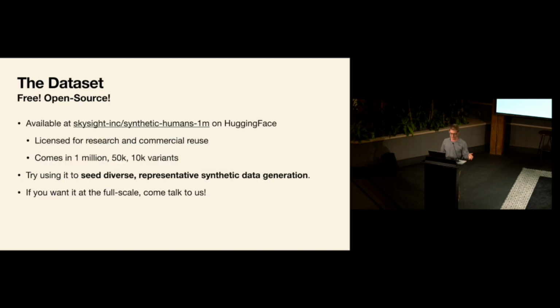And then finally, the dataset. We actually put the whole synthetic humans dataset on Hugging Face. It's 1 million rows of data, licensed for research and commercial reuse. There are 1 million, 50K, and 10K variants. We would like to see people trying to use it for this representative prompt seeding, and would be really interested in hearing from folks if it works well.